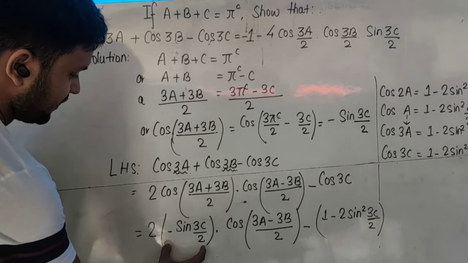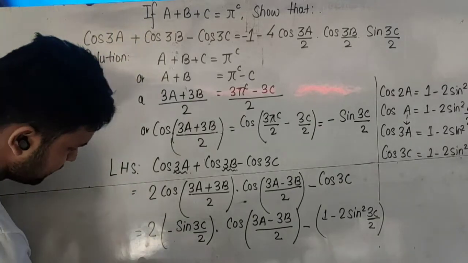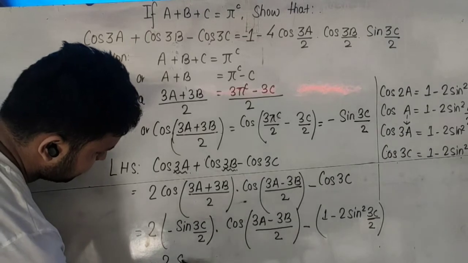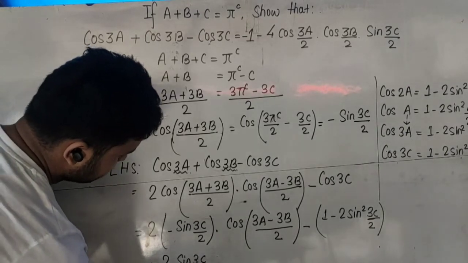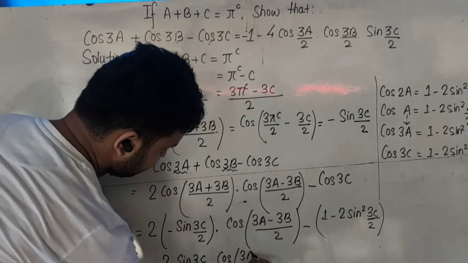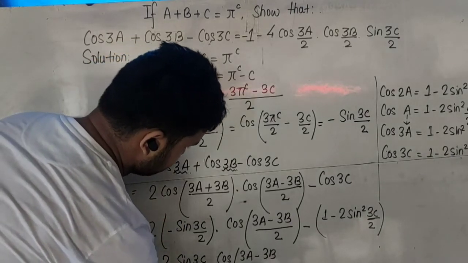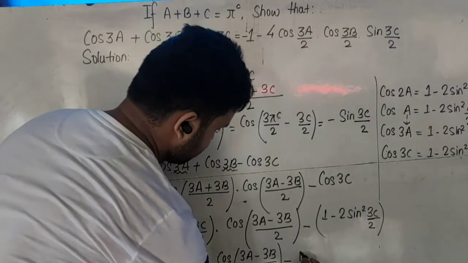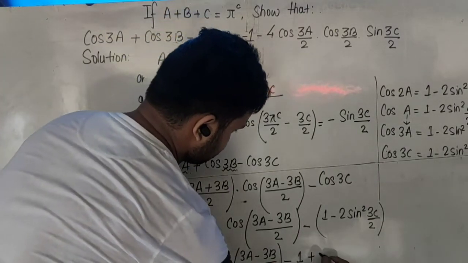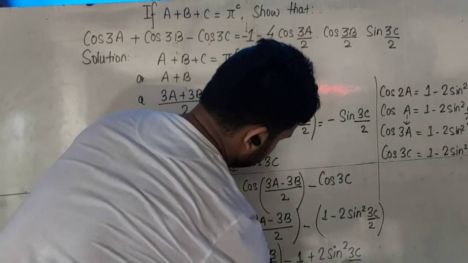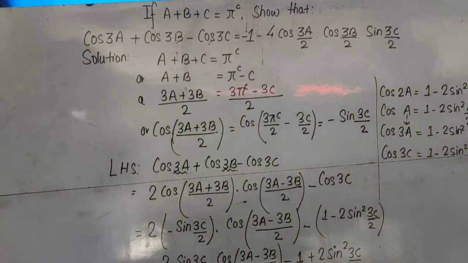So our main work is to take this common. So we'll do one more step. 2 into minus sine 3c by 2 is minus 2 sine 3c by 2. This will be copied the same: cos of (3a minus 3b) by 2. Let me remove this from the bracket. So minus 1 and minus gives us plus 2 sine square 3c divided by 2. So we have got these things here.